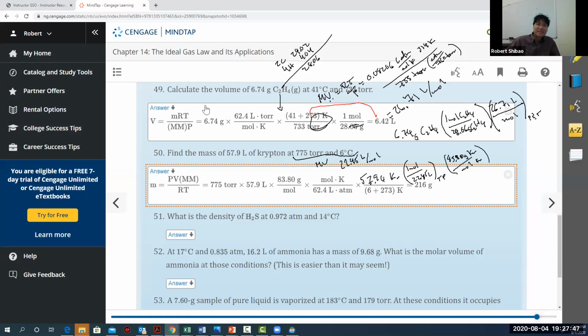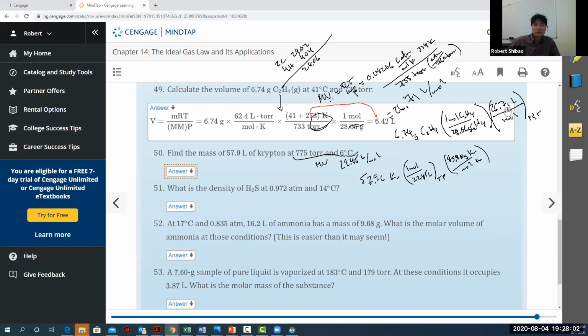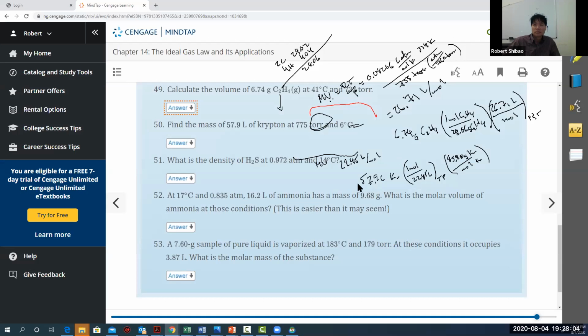All right, they used this equation, rearranged it, which is fine. If you like this equation, then go ahead, use that. I'd like to keep things simpler. And so this, for me, is pretty straightforward, dimensional analysis.